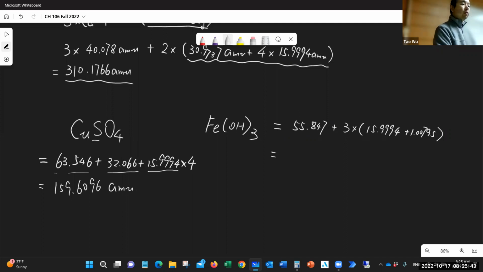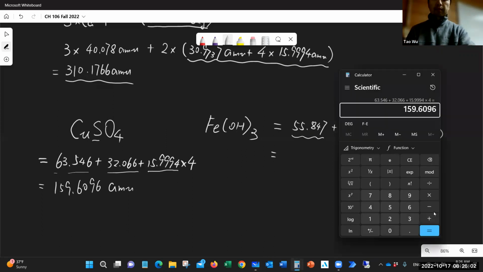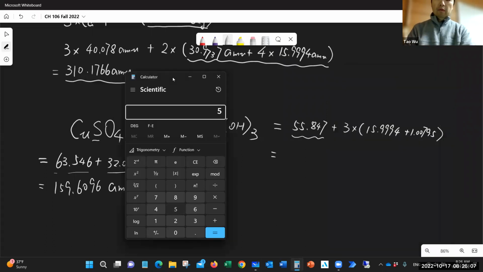Iron hydroxide, doing the same thing. This number is the mass for the iron. And here we have 3 of the hydroxide. So you just have 3 times the mass inside: 1 oxygen plus 1 hydrogen. So now 55.847 plus 3 times parenthesis 15.9994 plus 1.00795. And you got this number.